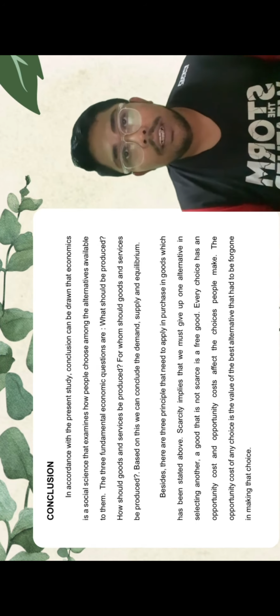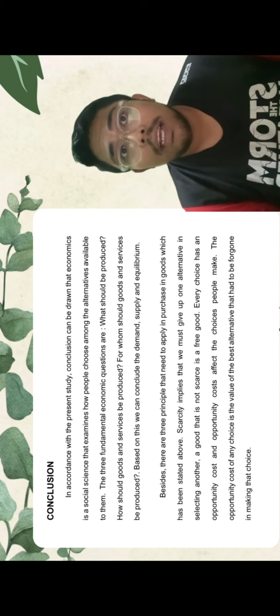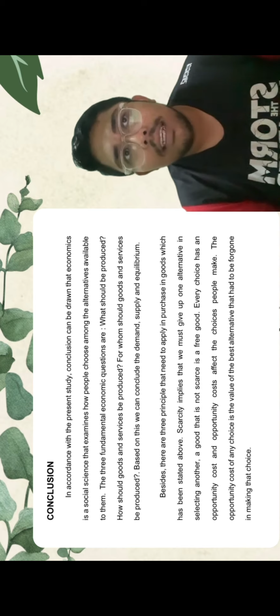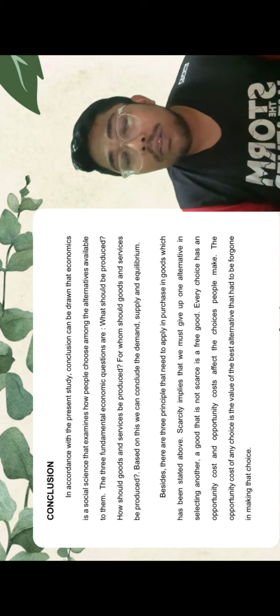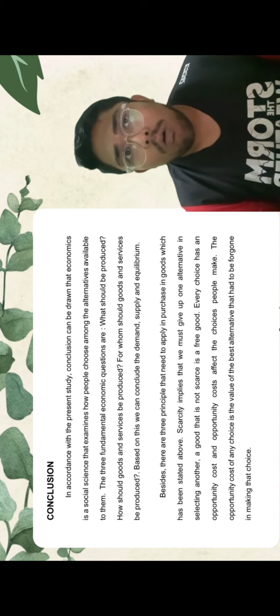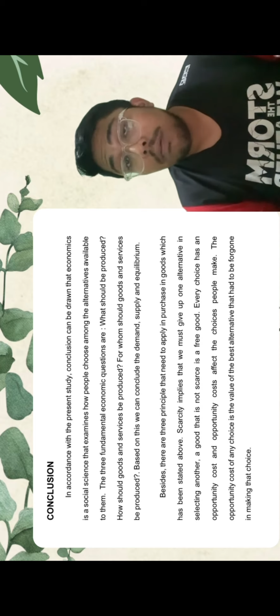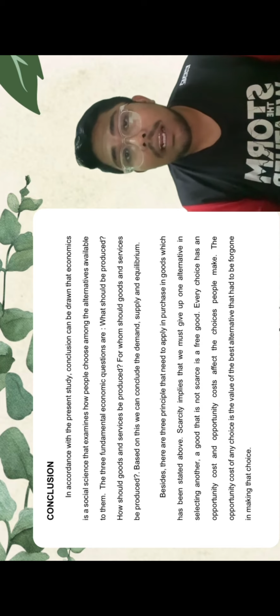For conclusion, in accordance with the present study, it can be drawn that economics is a social science that examines how people choose among the alternatives available to them. The three fundamental economic questions are: what should be produced, how should goods and services be produced, and for whom should goods and services be produced. Based on this, we can conclude the demand, supply and equilibrium. Besides, there are three principles that need to be applied in purchasing goods, which have been stated above.